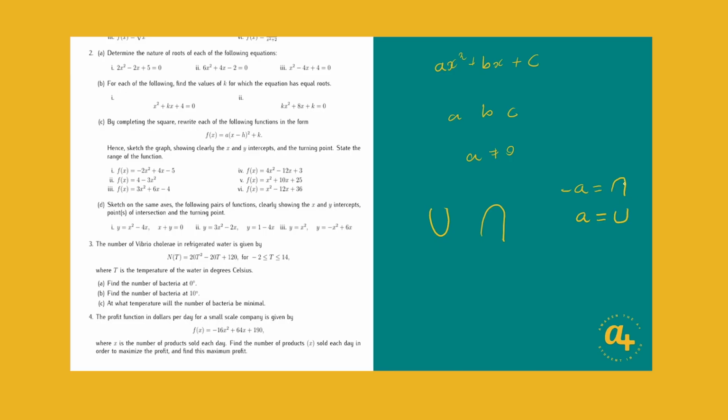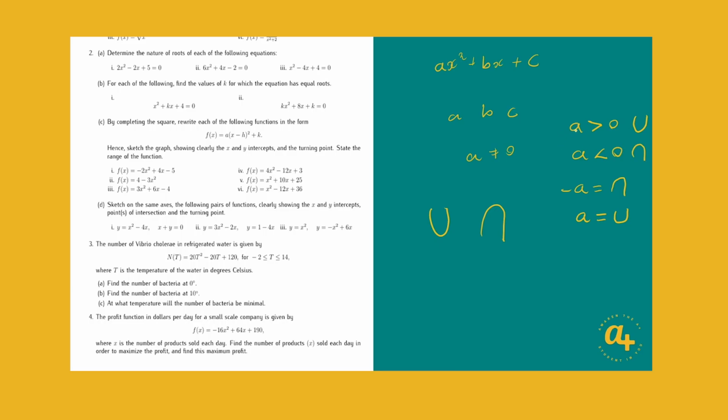Either way, they are both U-shaped, it's just that one is facing upwards and the other one is facing downwards, depending on the sign of a. Another way of looking at it is that if a is greater than 0, then our graph is going to open upwards. However, if a is less than 0, then our graph is going to open downwards.